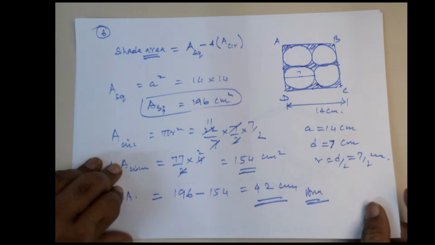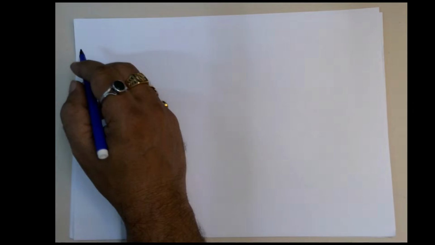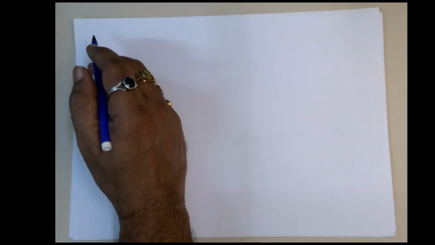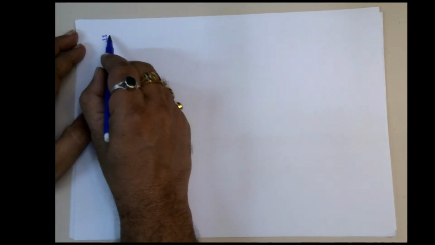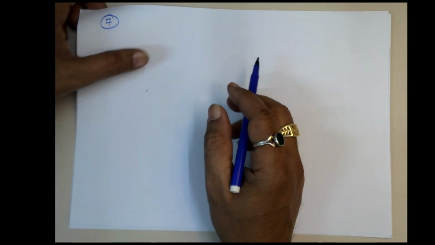Now let us go to the next problem. That is question number 7, is it not? Right. Question number 7. Find the area of a sector of a circle.